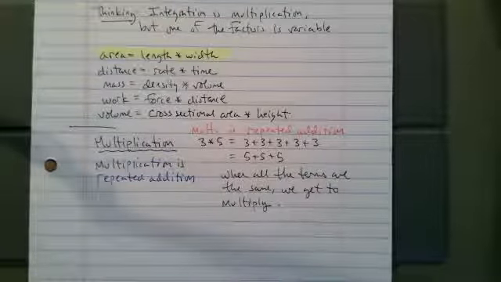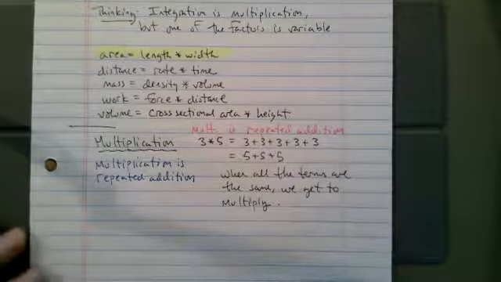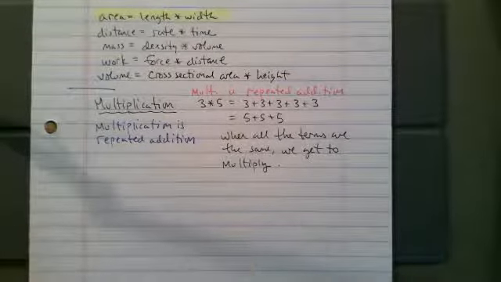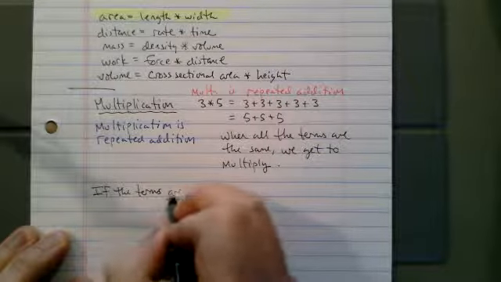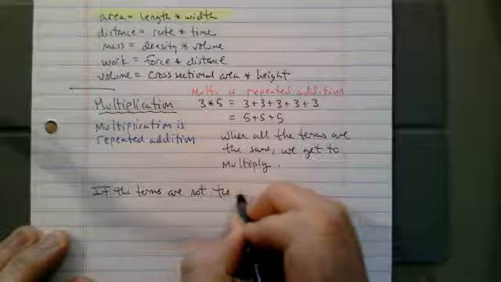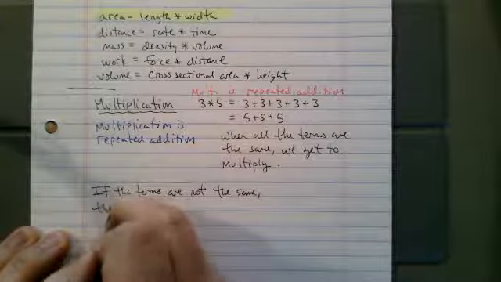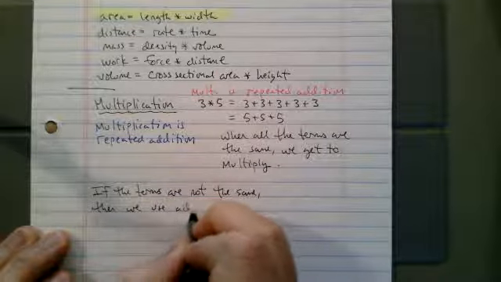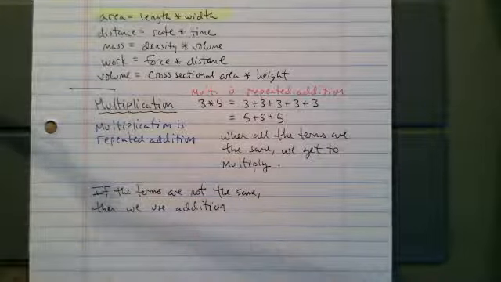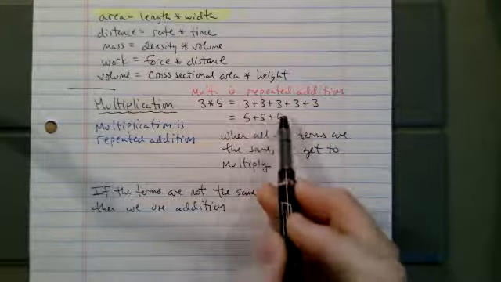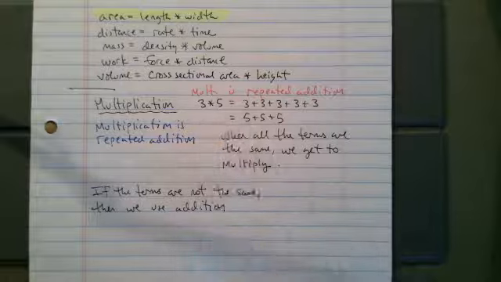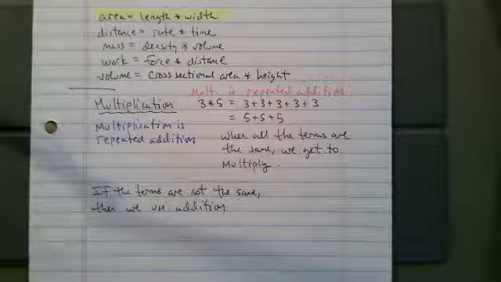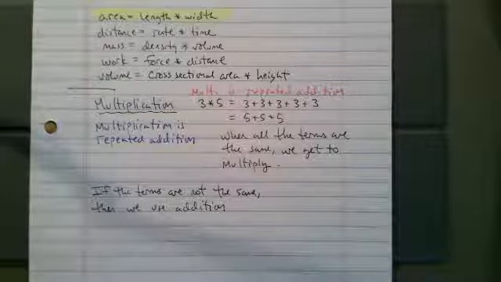If the terms are not the same, then we're stuck with addition. If the terms are not the same, then we just do addition. So with 3 plus 3 plus 3 plus 3 plus 3, I can say that's just 5 3s, and I can use multiplication because they're all the same. But if the terms are not the same, then it's just an addition problem. I don't get to summarize with multiplication.